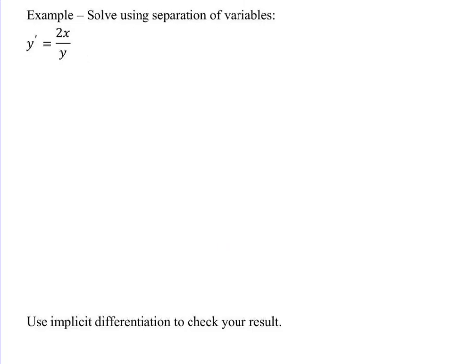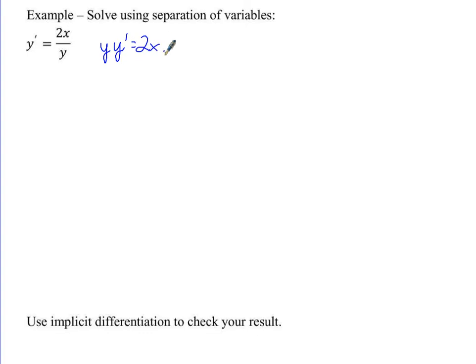All right, your first example. Solve using separation of variables. We have y prime equals 2x divided by y. So the first thing we need to do is separate the variables. Y is on one side, x on the other. So what should we do? If you multiply both sides by y, then you wind up with y prime equals 2x.